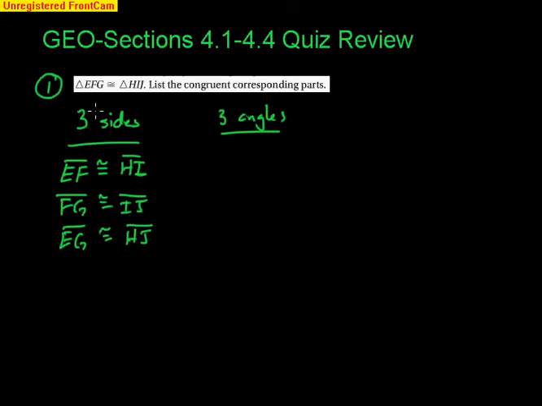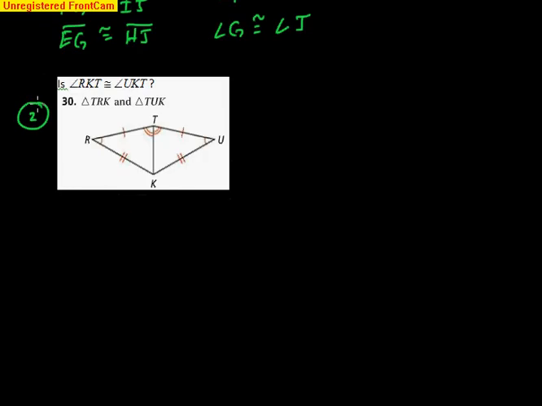Now we go to the congruent angles. And if there's no pictures, you can just name them with one letter. So angle E is congruent to angle H. Angle F, so that's the second letter, is congruent to angle I, second letter, and angle G is congruent to angle J. Corresponding congruent parts.